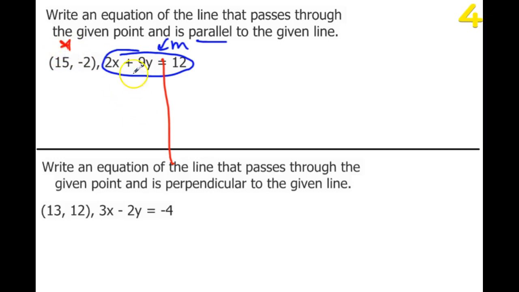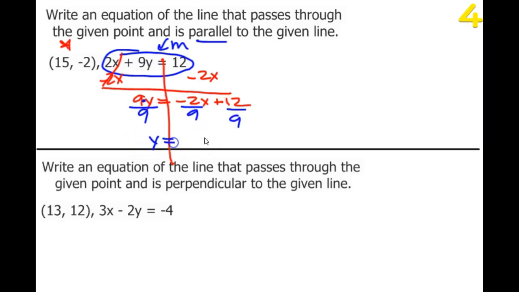So I'm just going to solve this for y to find my slope, and then use my point to write a new equation. So I'm going to first subtract 2x. So we have 9y equals negative 2x plus 12. And then the opposite of multiplying is divide. Negative 2 over 9 is just negative 2 over 9x. 12 over 9, I'm just going to leave it as 12 over 9 because I don't really need my y-intercept.